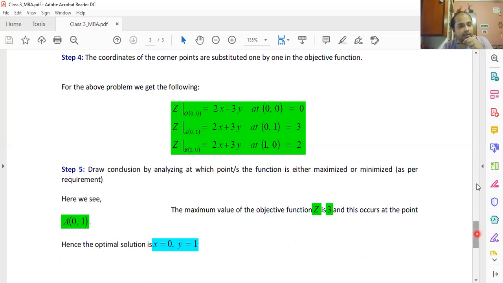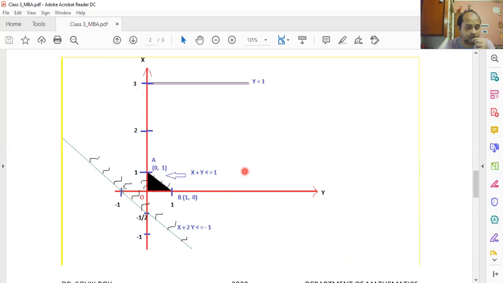You may ask me one question at this juncture, sir: we know that this common feasible region contains infinitely many points. Because we are considering a 2-dimensional plot, and this 2-dimensional region contains infinitely many points, so why are we considering the corner points only?